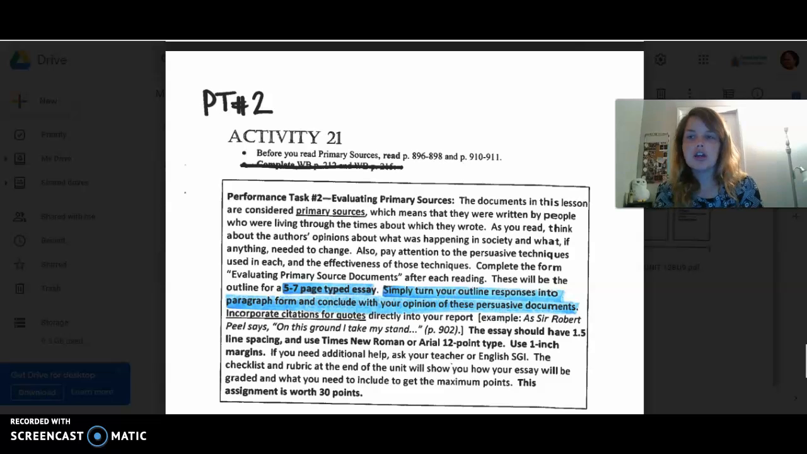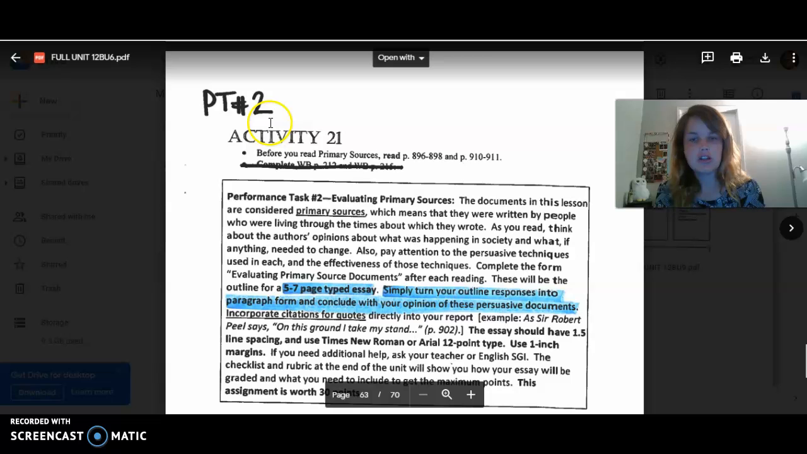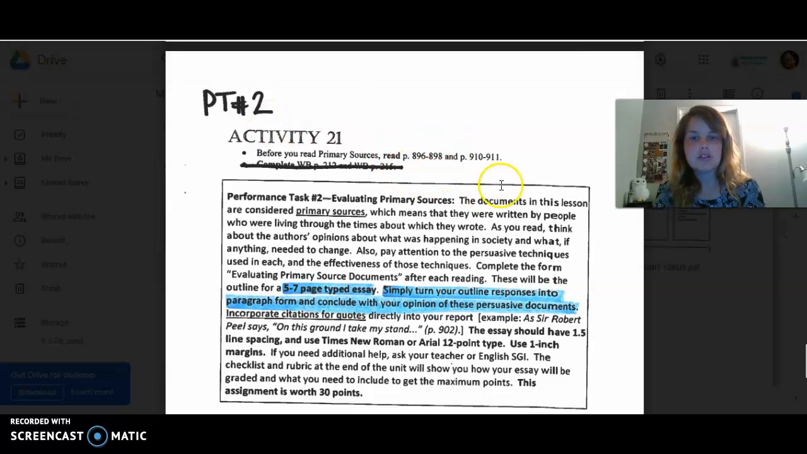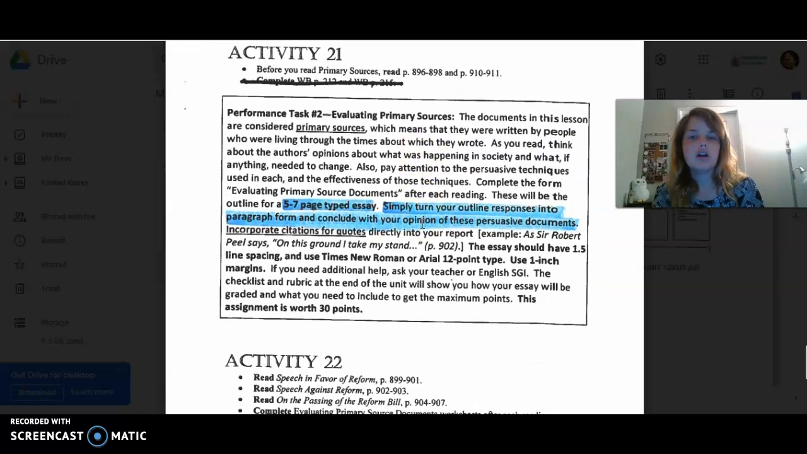This is English 12B Unit 6 Performance Task 2. For Performance Task 2, first things first, you have to read a few pages in your textbook. So that's these pages here and these pages there. And then you're going to be working on looking at those primary sources and writing an essay. It's going to be a 5 to 7 page typed essay. You're going to use the responses from a certain activity in order to help you write the essay.